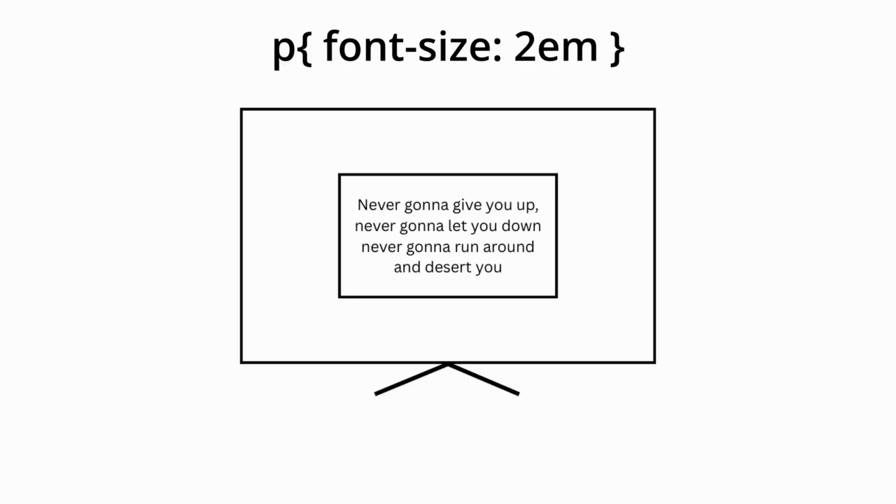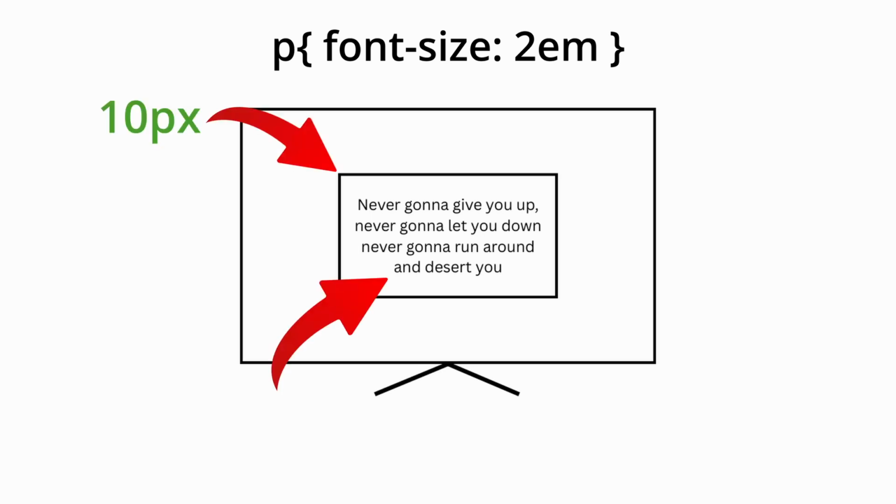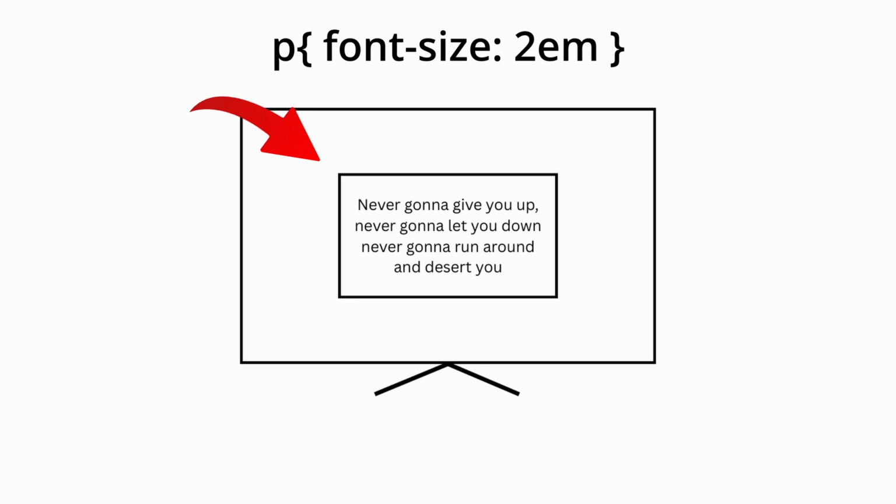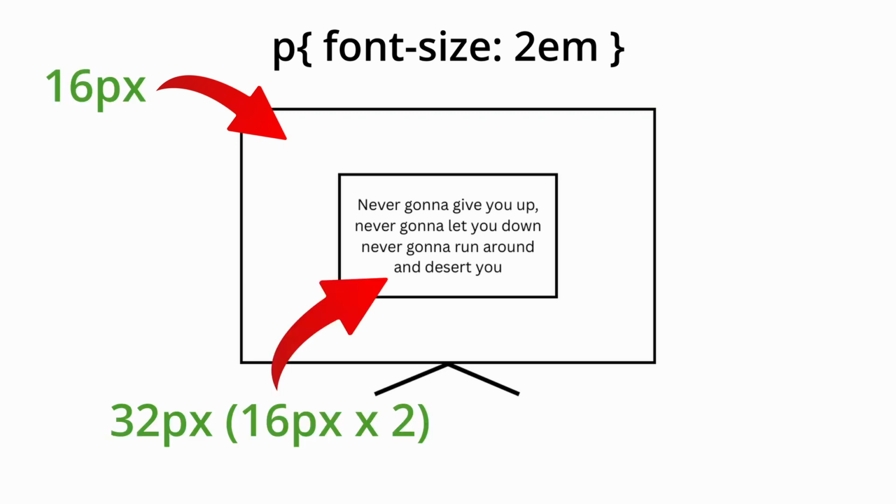When you set the font size of the paragraph to 2 EM, if the font size of the div is 10 pixels, the resulting font size will be 20 pixels because 10 pixels multiplied by 2 EM is equal to 20 pixels. If the div has no font size, the paragraph will then go to the next parent to find the font size there. In this case, going to the next parent means it's the font size of the browser, which is 16 pixels by default. Thus, the font size of the paragraph will be 32 pixels.